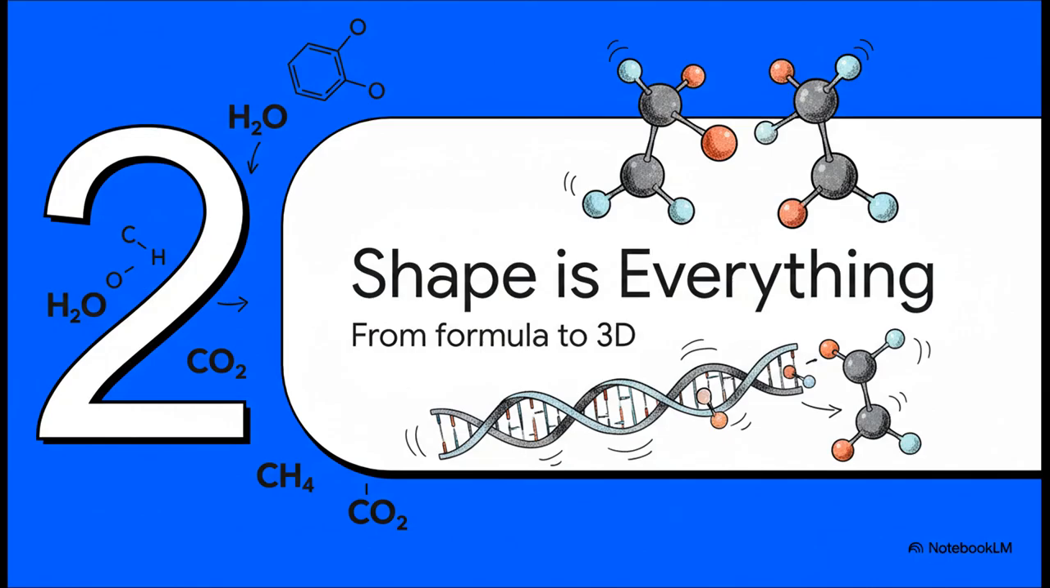Okay, so we know the ingredients, but a list of atoms is kind of like a list of building materials from the hardware store. It doesn't tell you what the house actually looks like, right? To really get how these molecules work, we have to see them in 3D. And this whole science of 3D arrangement is called stereochemistry. And trust me, it's the key to everything.